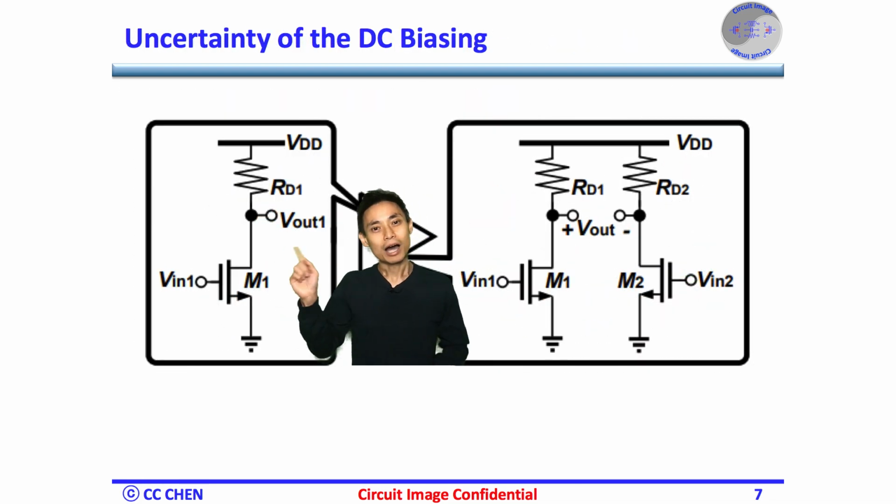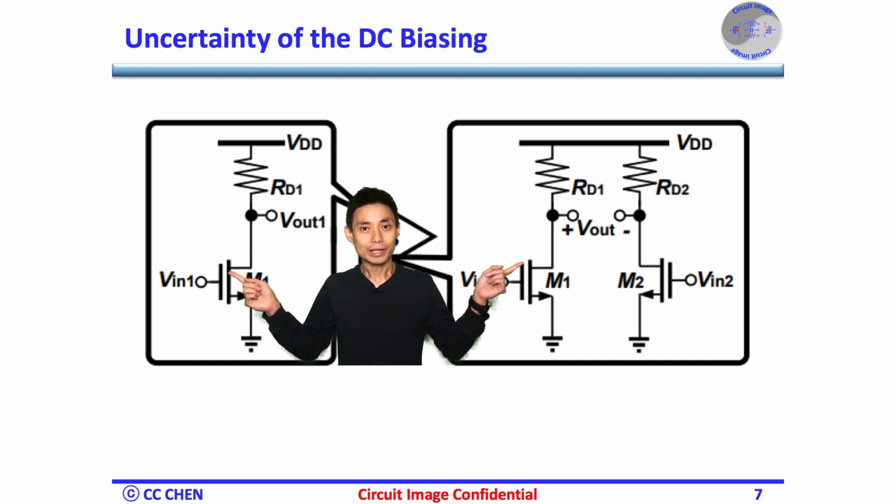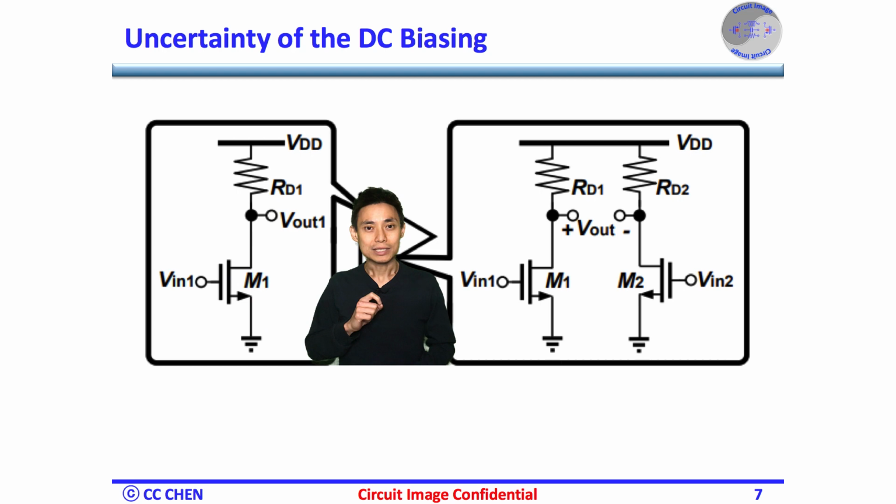Correct. The output DC bias is not well defined, no matter the left-hand side or right-hand side, since both topologies would be the same from the DC operating point. The output DC level highly depends on the input DC level. If the input DC level is low, then the output will have a high DC level with a small AC signal swing. On the other hand, if the input DC level is high, then the output will have a low DC level with a big AC signal swing.